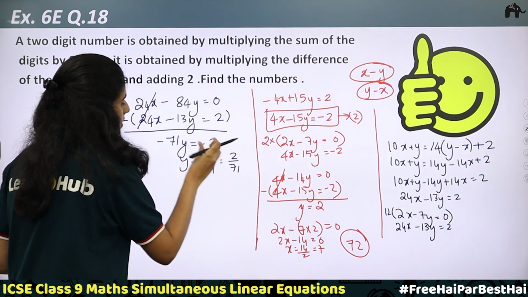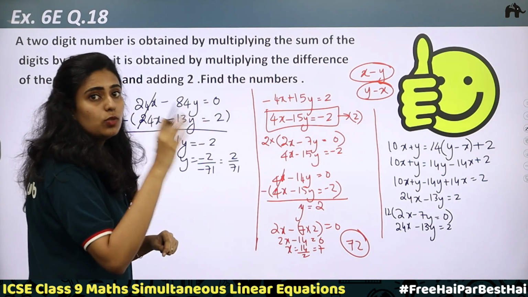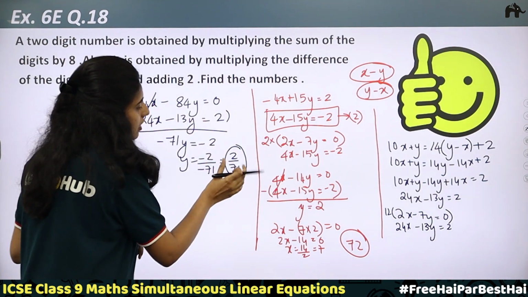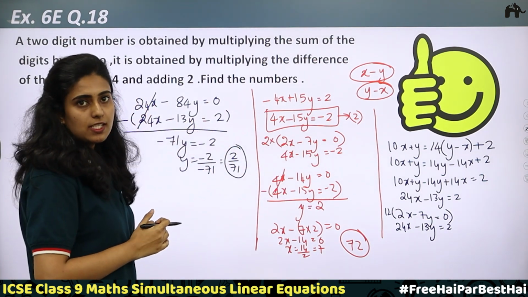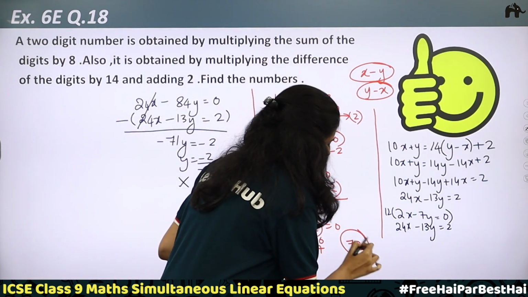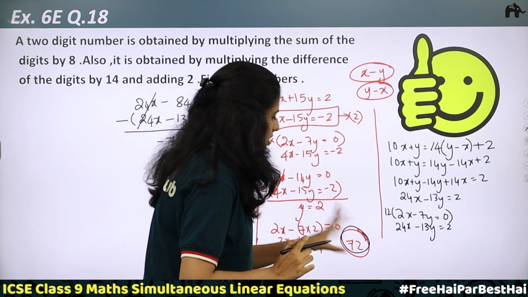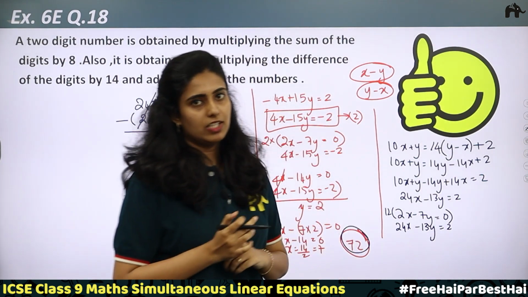So what is y here? y is the digit in the units place. Can we have a fraction in the units place? Not possible, right? So we cannot take this. The digits of the 2-digit number are 7 and 2. So you will be getting the number 72.